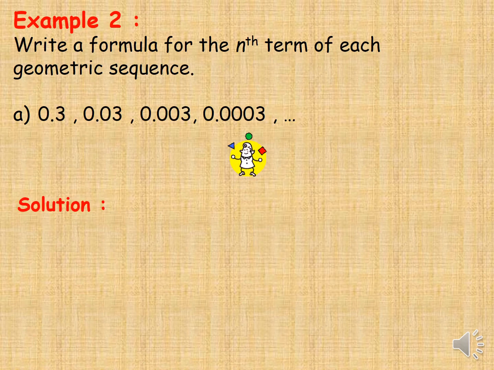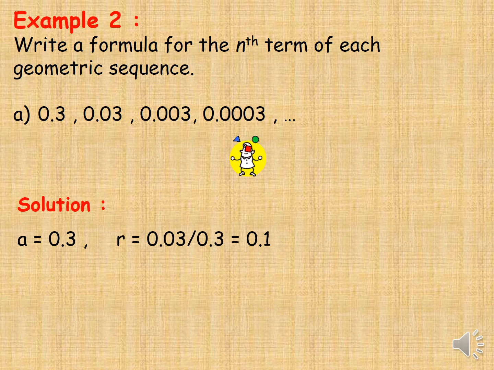Example 2. Write a formula for the nth term of each geometric sequence. A, 0.3, 0.03, 0.003, 0.0003 and so on. We know that the first term A is 0.3 and the common ratio R is 0.1. Substitute A and R into the nth term formula. So Tn is equal to 0.3 times 0.1 to the power n minus 1.